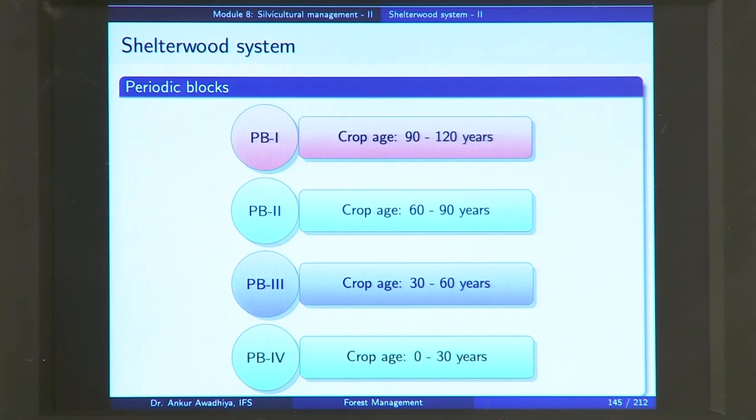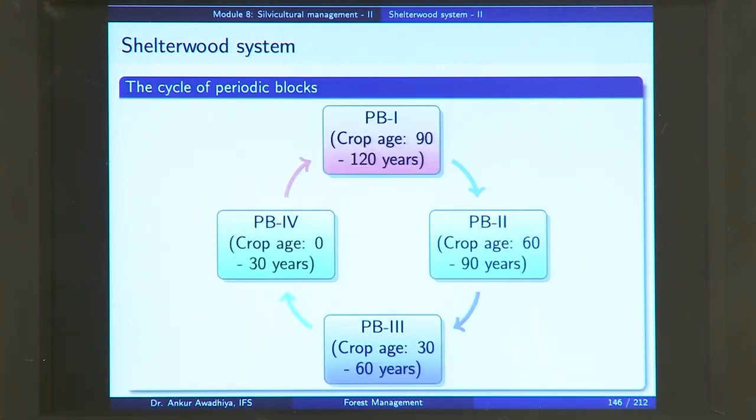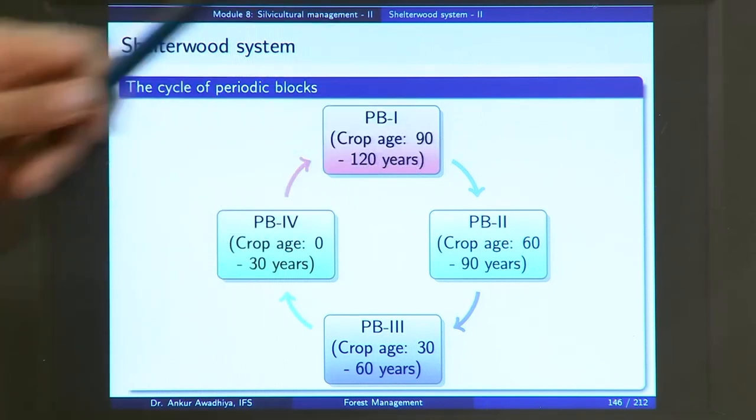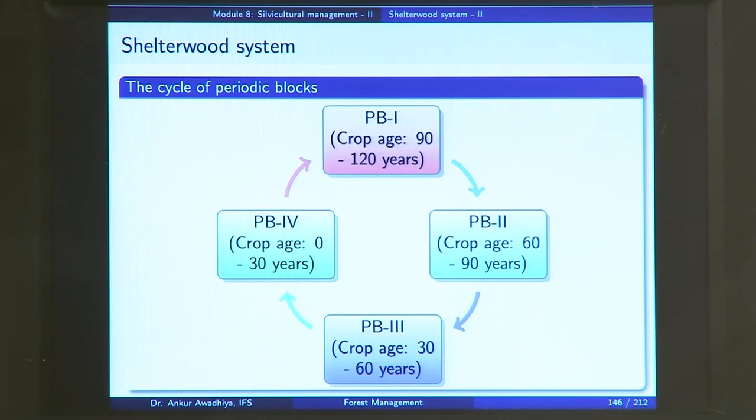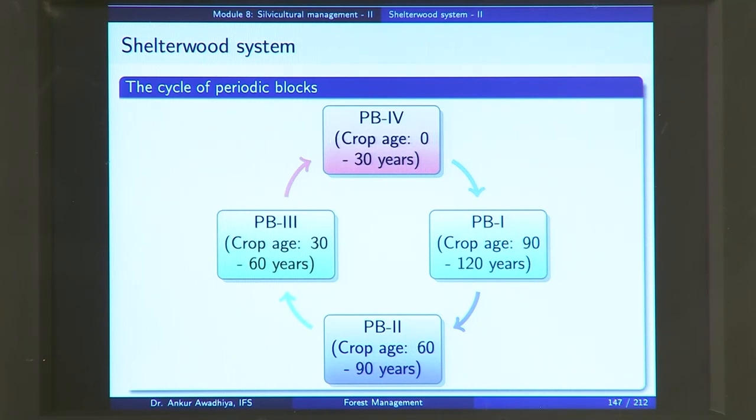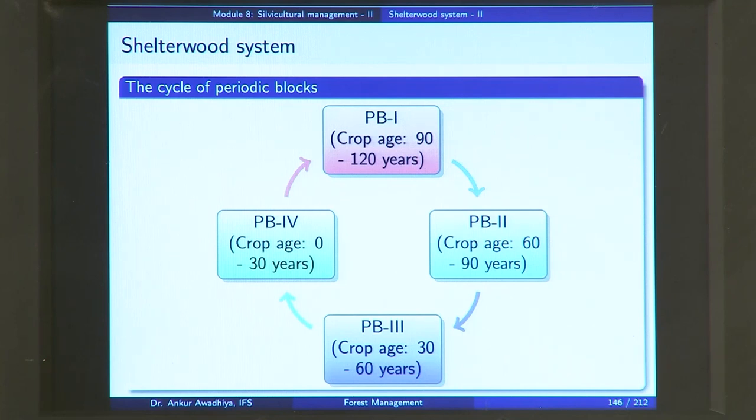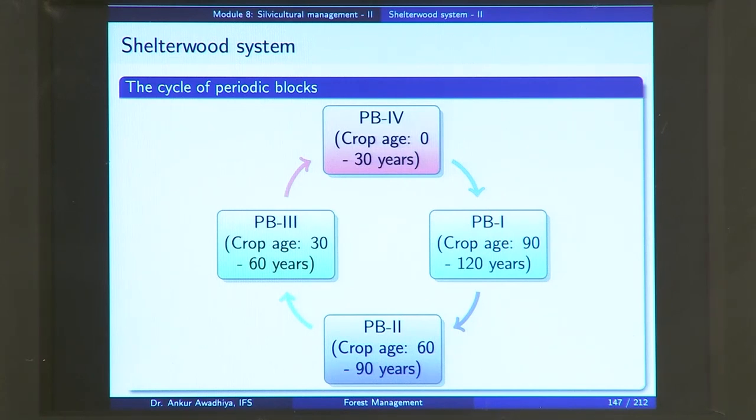Now, how do these periodic blocks cycle? Currently we have this area, the red area, which is PB1, which has the crop age of 90 to 120 years. Once you have harvested and regenerated this red area, what will it become? It will become periodic block 4, because in the case of periodic block 1, you had 90 to 120 years. Now, if you have cut these trees and regenerated this area, the trees of the next generation will, after 30 years, have an age of 0 to 30 years. And so, this area will become PB4. It will not become PB2, it will become PB4.